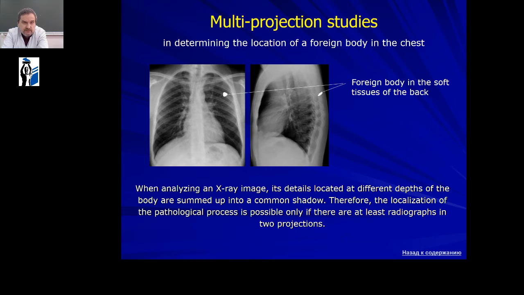Multi-projection studies in determining the location of a foreign body in the chest. You see a foreign body in the soft tissues of the back. When analyzing an X-ray image, its details located at different depths of the body are summed up into a common shadow. Therefore, the localization of the pathological process is possible only if there is a radiograph in at least two projections.